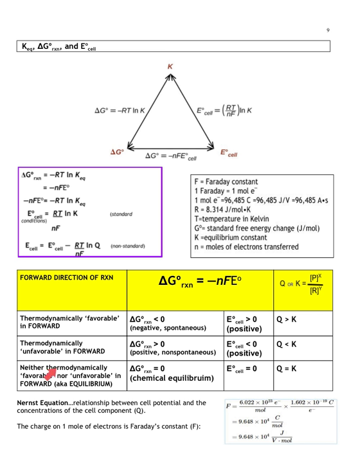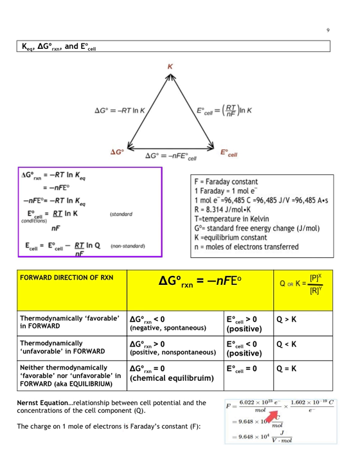Now, when you're neither thermodynamically favorable nor unfavorable in that forward direction, aka you're at equilibrium, that means your G is equal to 0, which means chemical equilibrium. That means your E also must be equal to 0. E equals 0 means G equals 0. And that's when your Q is equal to K, so you're at equilibrium. The Nernst equation will help us to understand the relationship between the cell potential and the concentrations of the cell components, which we can calculate through Q.